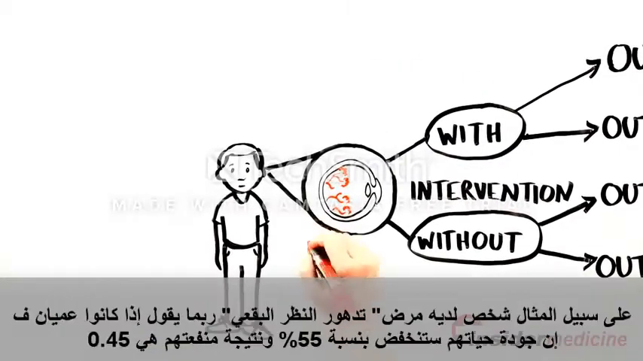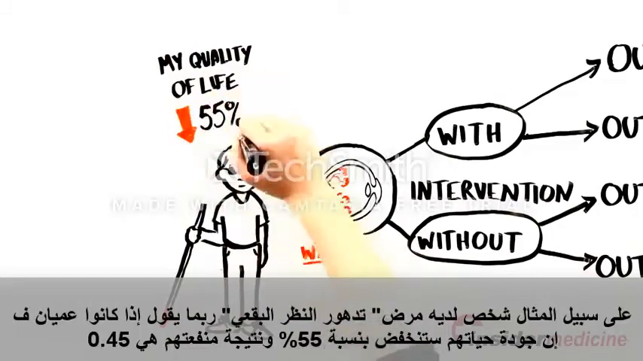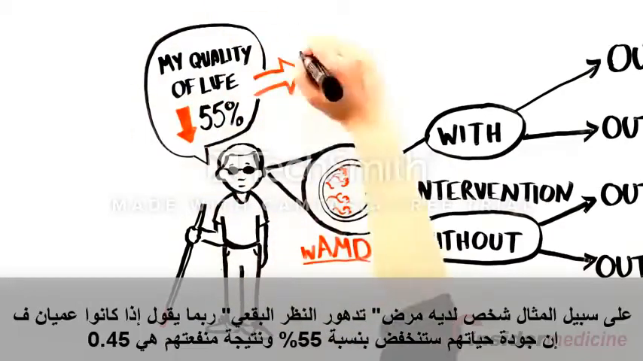For example, someone with wet macular degeneration might say that if they went blind, their quality of life would decrease by 55%. This would mean a utility score of 0.45.